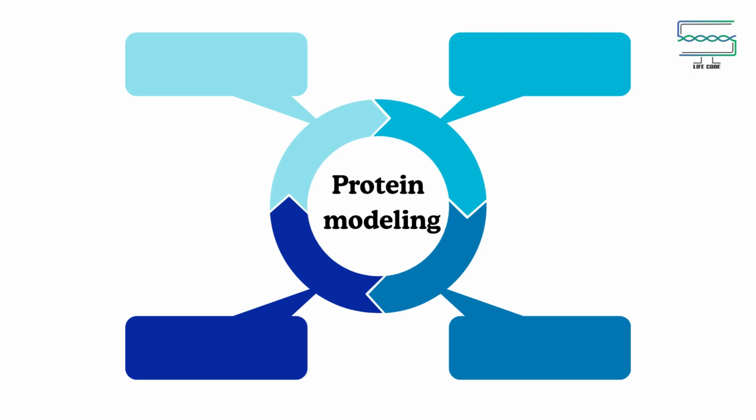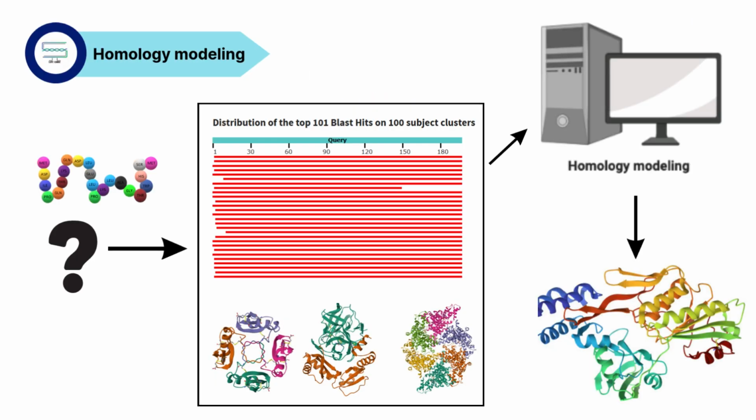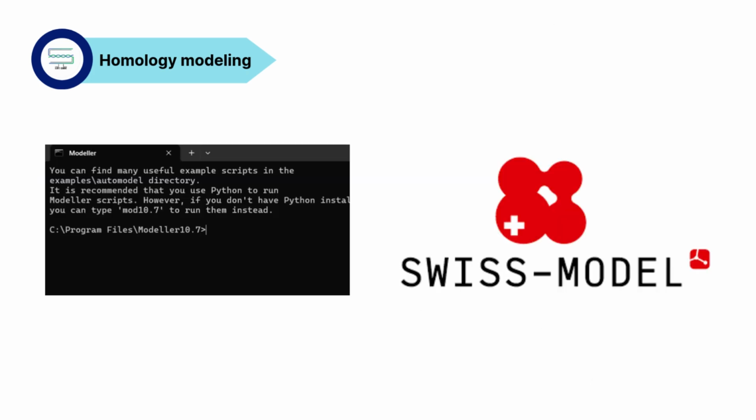There are several ways to do protein modeling, and each one uses a different approach, like homology modeling, fold recognition or threading, ab initio or de novo prediction, and deep learning. In homology modeling, we use proteins with known 3D structures as templates to predict the tertiary structure of our target protein. Here, sequence similarity forms the basis of the prediction. This approach can be implemented using specialized tools such as Swiss Model and Modeler to build our protein structure.